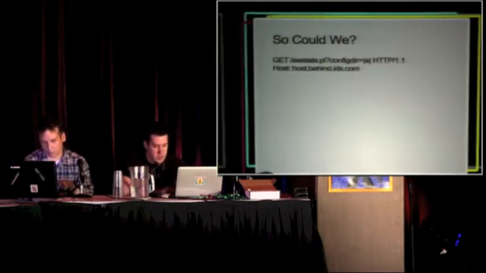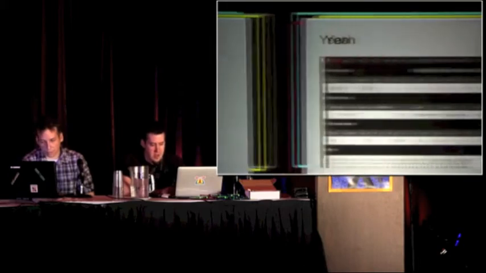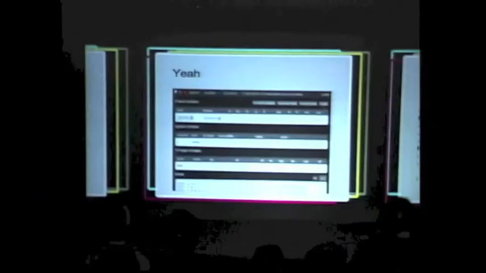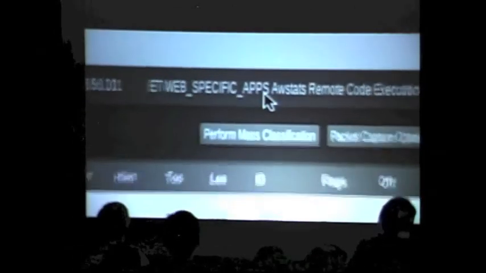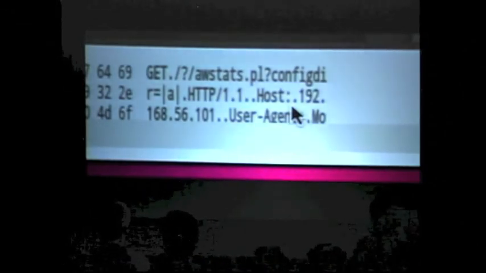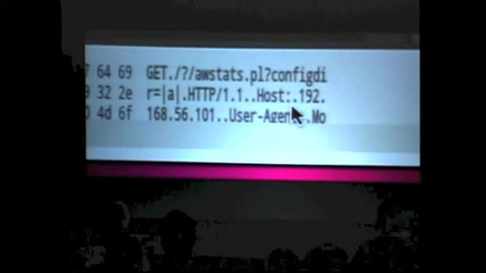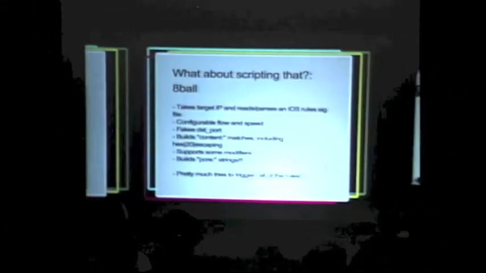So could we just send a packet that is a GET for /awstats.pl?configure=a surrounded by brackets? The answer is yes, we can. So that's the signature that it fired. And down here is that GET request. And this is just totally generated. This wouldn't even attack anything. It really wouldn't even work for what it's looking for. We're just poking the signature. It's looking for X, we're giving it the X it's looking for. So we automate it.